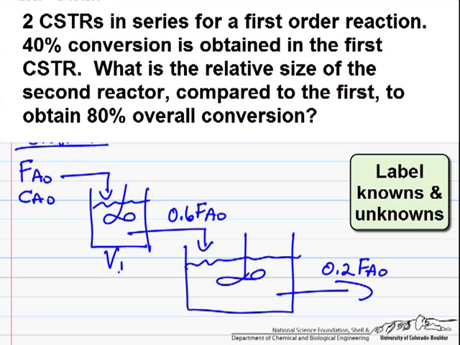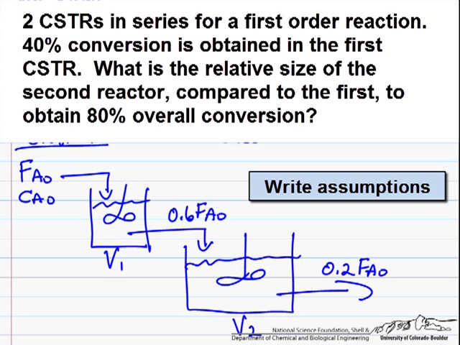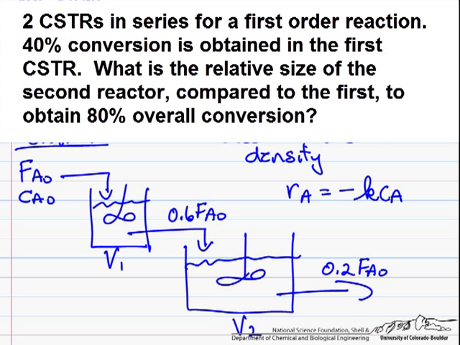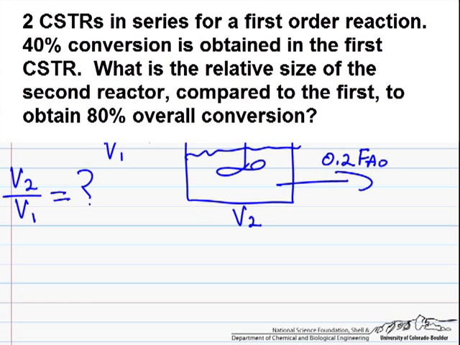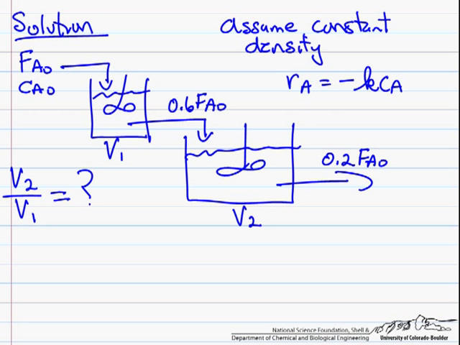We'll call the volume of the first one volume 1 and volume 2. We're going to assume constant density. This is pretty reasonable since most CSTRs are going to be liquid phase systems. The rate of reaction, as we know it's a first order reaction, is like so. Our question is not what the actual volumes are, because we don't have enough information. What is this ratio?